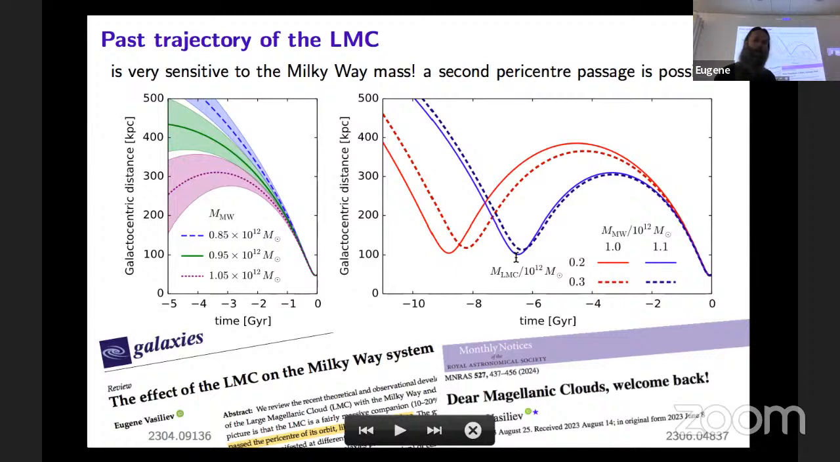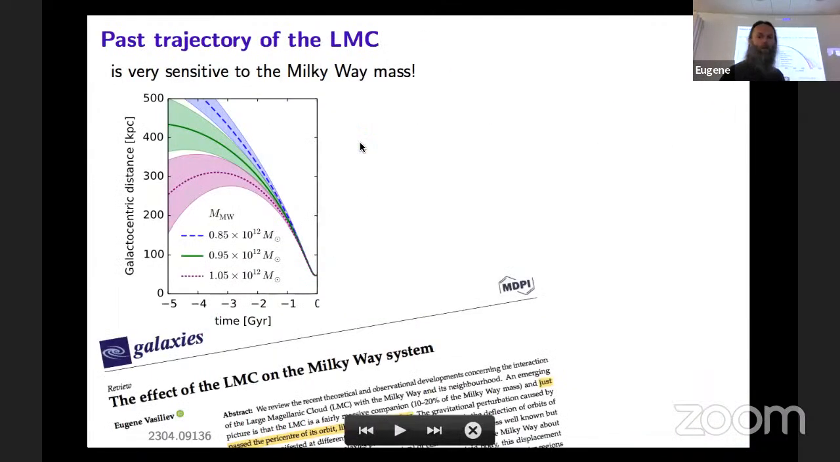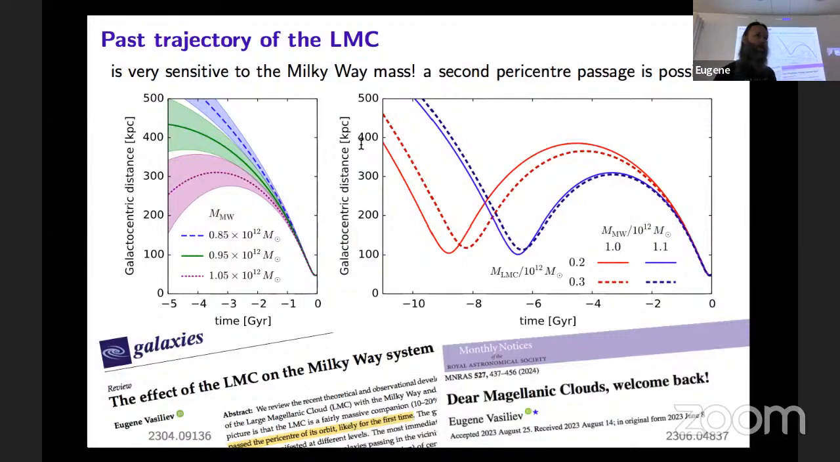So this alternative scenario of the second passage of the LMC depends mainly on the Milky Way mass. If you change it by 10%, the orbital period changes by almost 30%. If you change it by another 10%, you can make it unbound, or you can make a first passage rather than second passage. But this 10% uncertainty is more or less what we had from these plots. You see that the scatter here is at least at the level of 10%, maybe 20% is probably more realistic. So it's certainly not excluded. We should measure the Milky Way mass better, and that will tell us whether the LMC might have had another pericenter passage before or not.